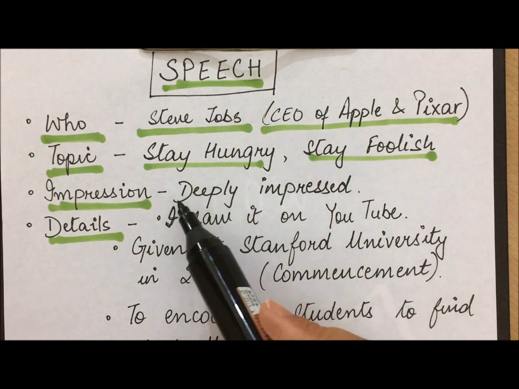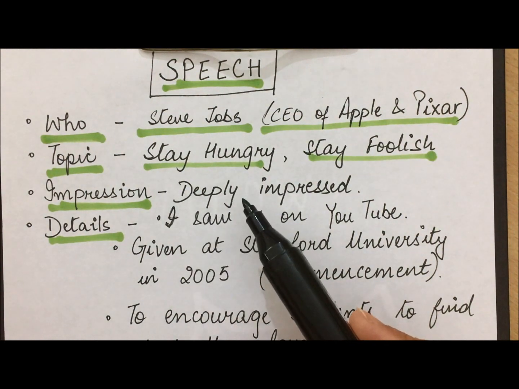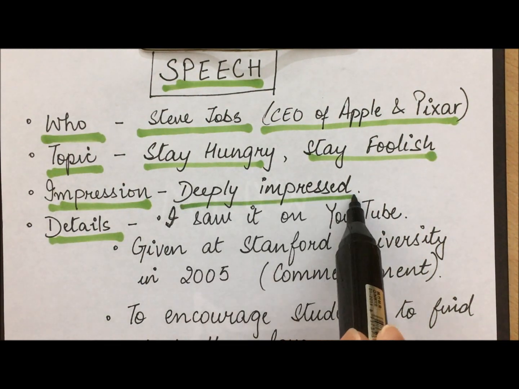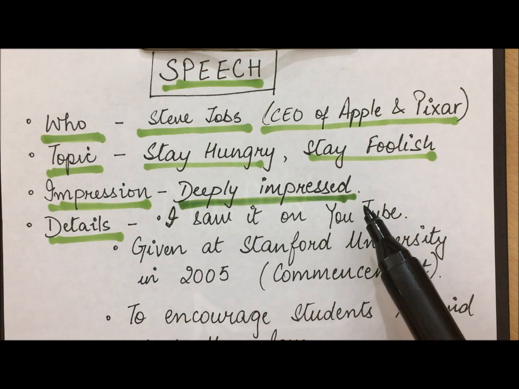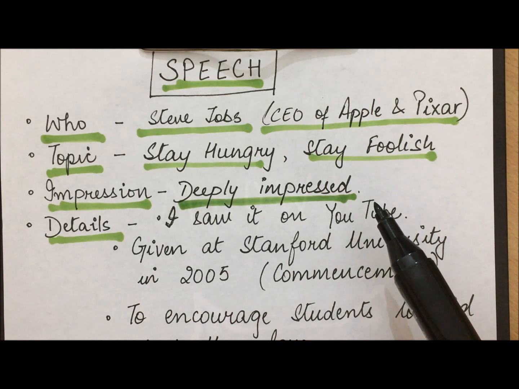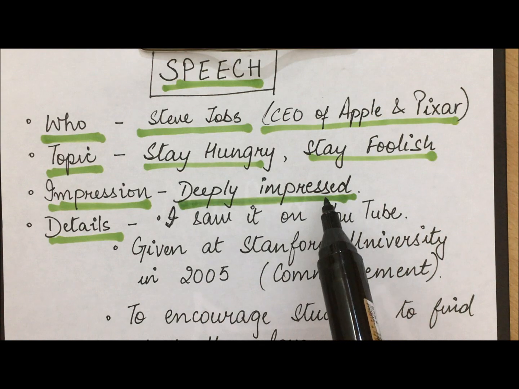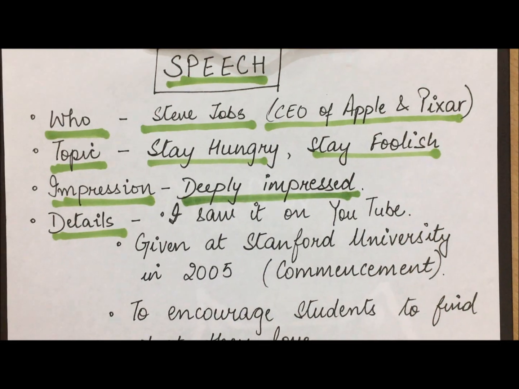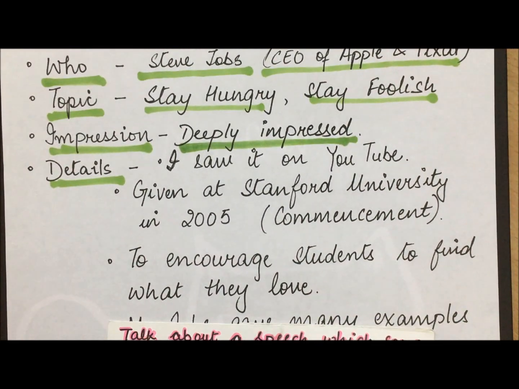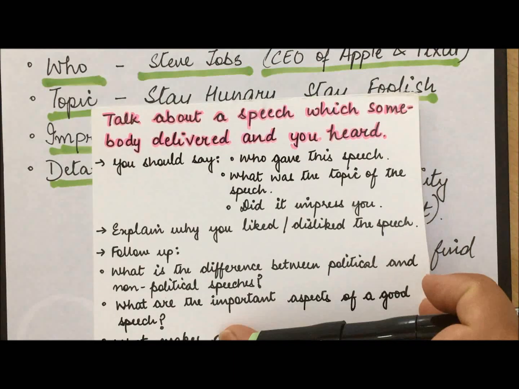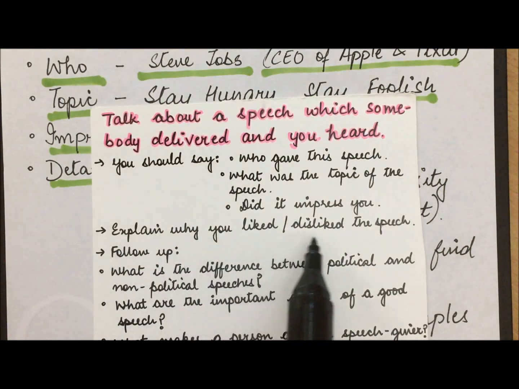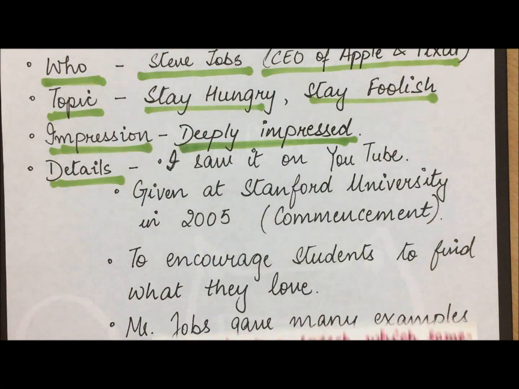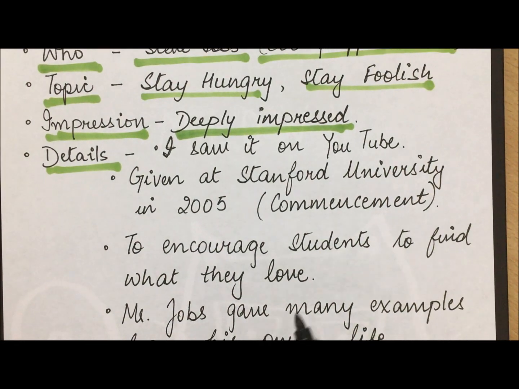Now the impression. Did it impress you? Did it not impress you? So generally, we would say I was deeply impressed by this speech. It was a very impressive speech, so we can say deeply impressed. Now, the most important part is the details, the last part of the cue card, which is this. Explain why you liked or disliked the speech. So now we will give some details about the speech and why we liked it.